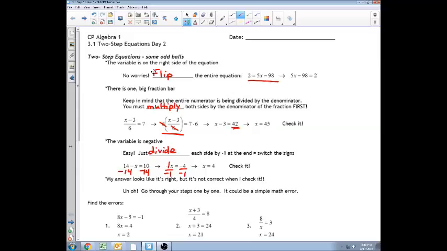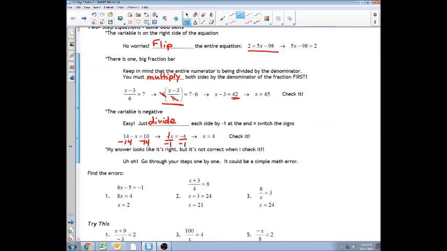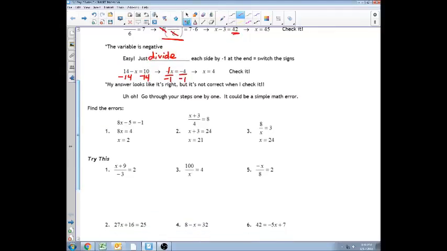Go through your steps one by one. It could be a simple math error. So on the first 3 here, what we need to do is find the error. What we want to do is go ahead and actually work through the problem ourselves. So 8x minus 5 is what I have on the left-hand side of the equation. I want to get x by itself. The operation that is furthest from my variable is going to be this negative 5. So I'd go ahead and add 5 to both sides. That would get me 8x equals 4.